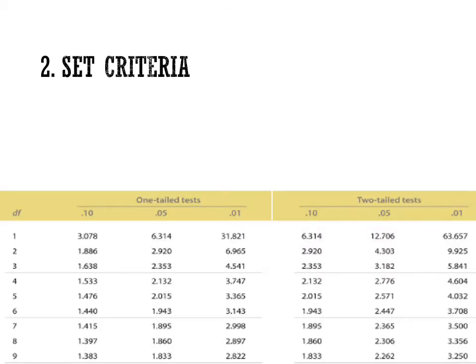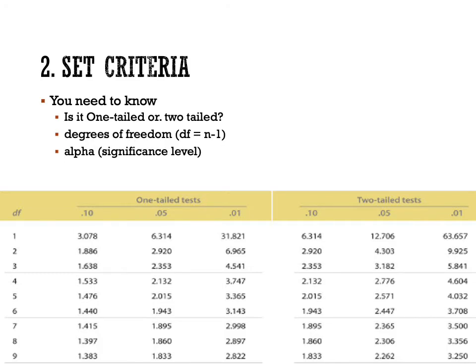Next step is to set our criteria. We're going to use this chart, which again is in your formula packet on page 3. So here's the information we need to know in order to read this chart. We need to know if it's one-tailed or two-tailed. We've already established that it's one-tailed.